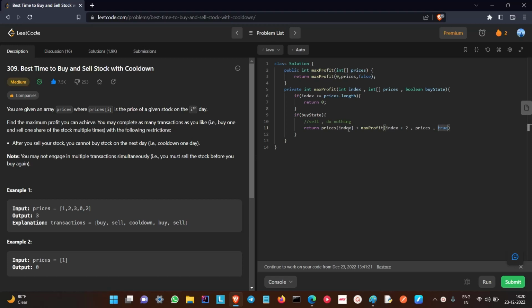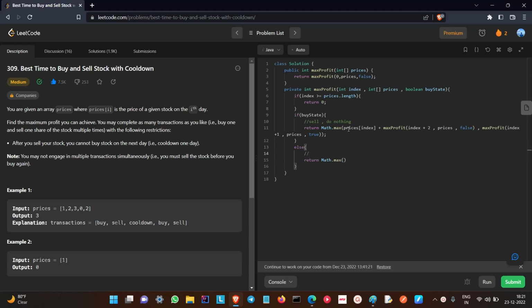So this will be the maximum profit when we sell the stock. We'll find the maximum value out of sell and do nothing. Do nothing is nothing but maximum profit of index plus 1 along with prices, and buy state will remain the same, that is true. So here I have made a mistake. The buy state should be changed to false, and we return the maximum out of this. So this is the scenario when the buy state is true.